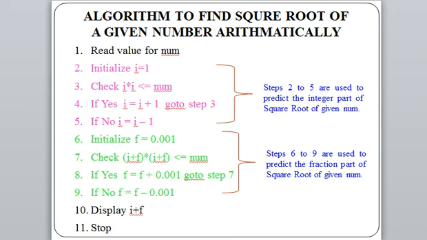So that's why I clearly mentioned in the explanation of the algorithm that steps 2 to 5 are used to predict the integer part of the square root of the given number. Similarly, steps 6 to 9 are used to predict the fractional part of the square root of the given number. Then at the end, this integer part i and this fractional part f are added together to get the required square root.